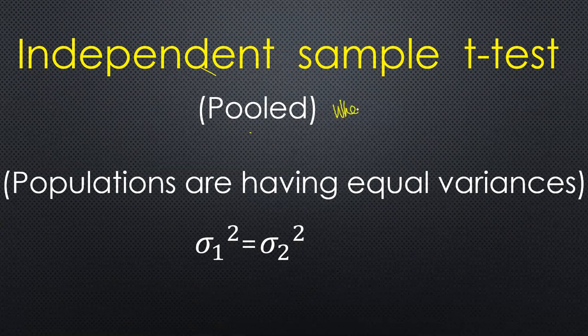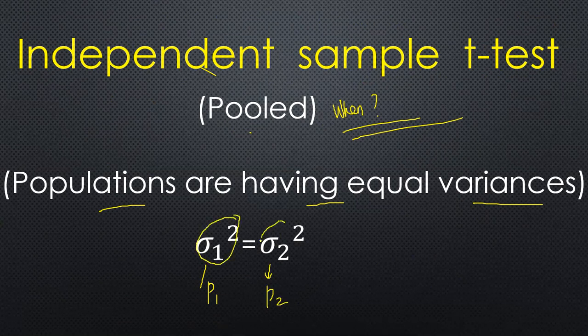When to use this? This is what is important here. Whenever the populations have equal variances. This is from population 1, this is from population 2, this is the population variance of the first population, this is the population variance of the second population. So when they are equal, we are going to use the pooled t-test. When they are not equal, we are going to use the unpooled t-test.